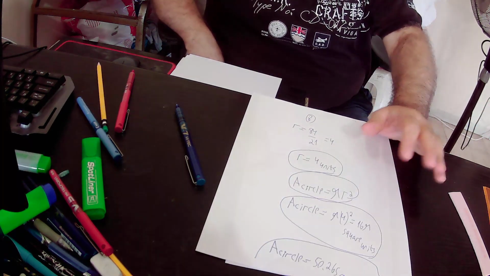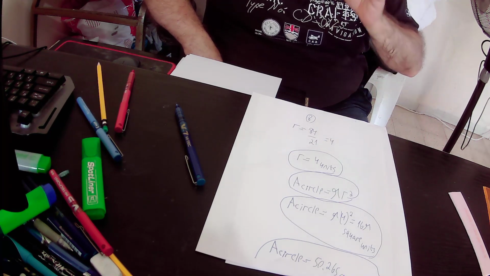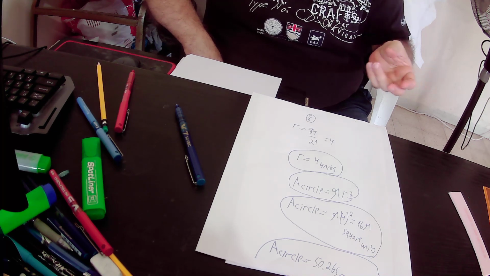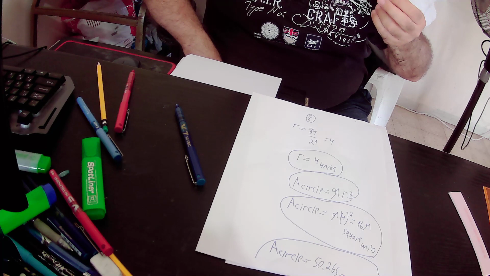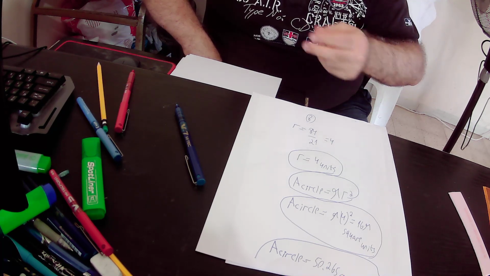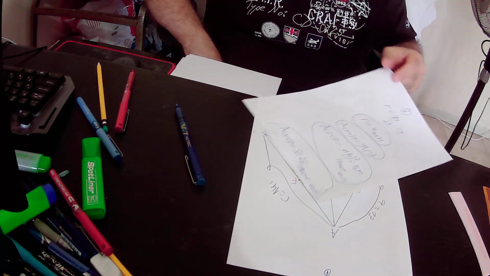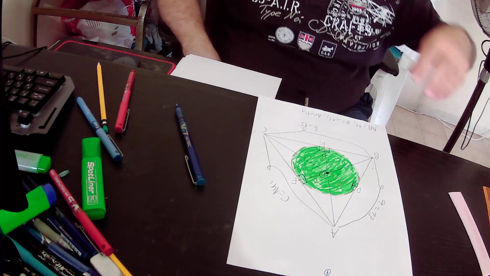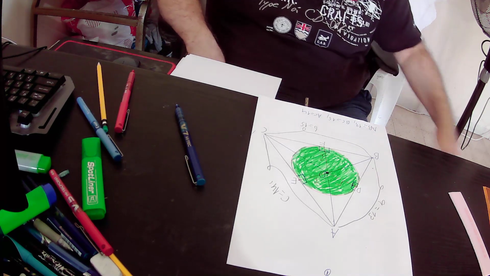So that was the first method to find the area of triangle ABC, and also to find the radius of the green circle and the area of the green circle. In the next step, I will present you a second method to find the area of triangle ABC.